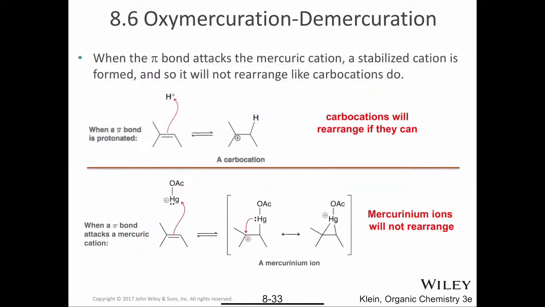This slide shows a little bit about the mechanism of oxymercuration-demercuration. You'll never be asked to draw the mechanism of oxymercuration-demercuration, but it's a good idea to understand how it works. The more you understand organic chemistry, the easier it is. It says here that when the pi bond attacks the mercury cation, a stabilized cation is formed, and so it will not rearrange like carbocations do.